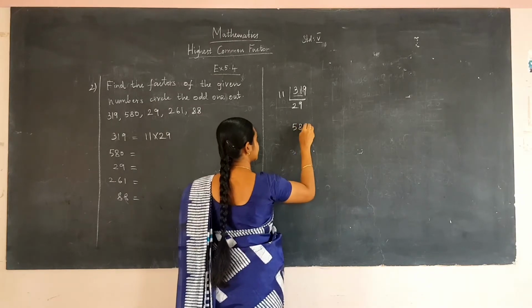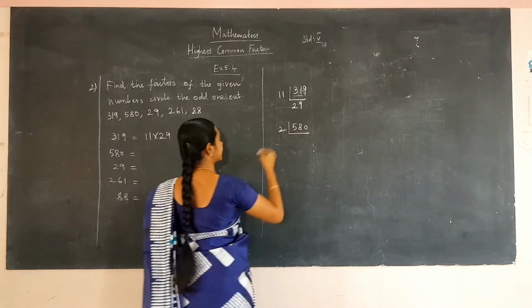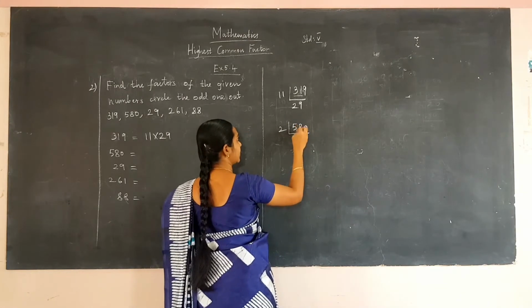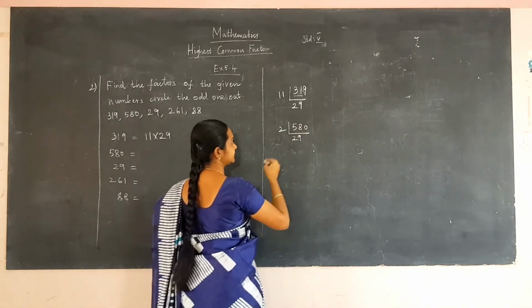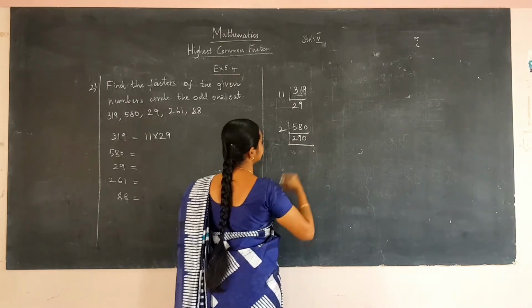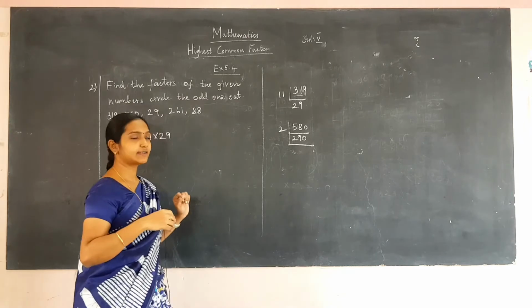Next we are going to factorize 580. Factorize it with the number 2. 2 into 2 is 4. We have remaining 1. 9 2s are 18. Here we have a number 0, so put a 0. Next we are going to factorize it with the number 5.